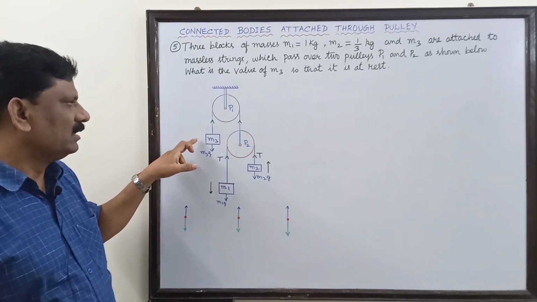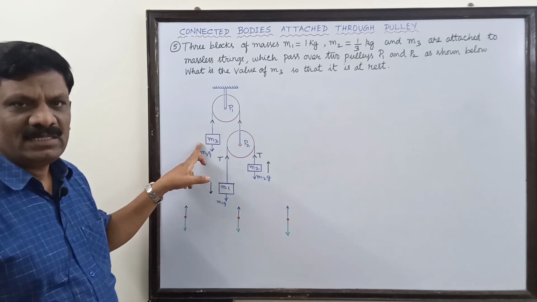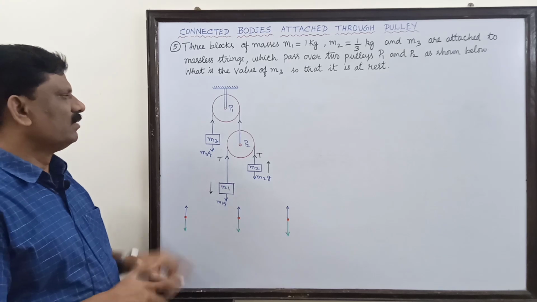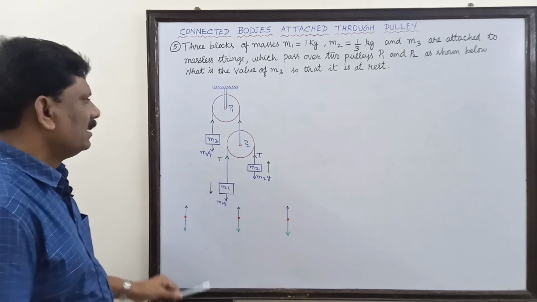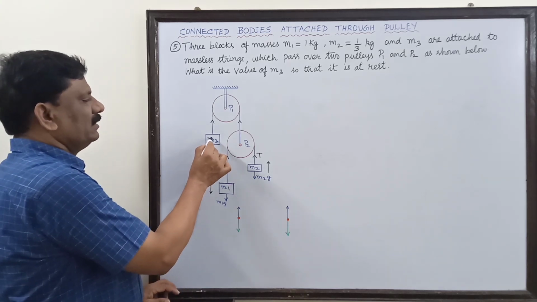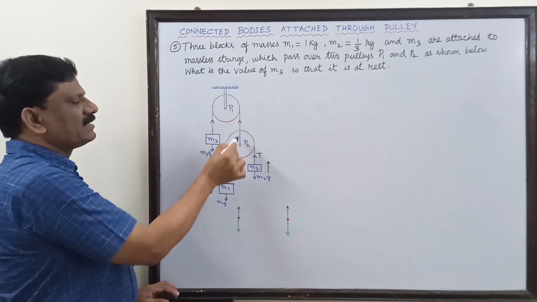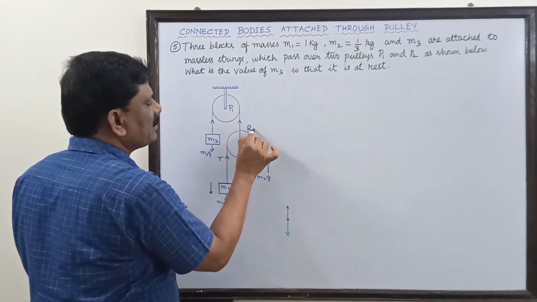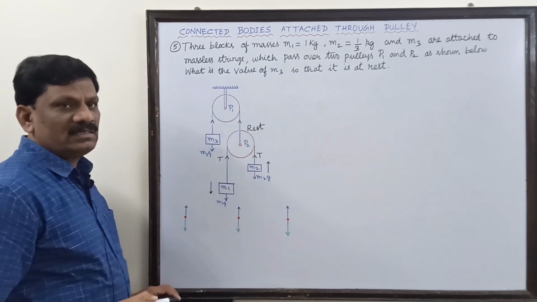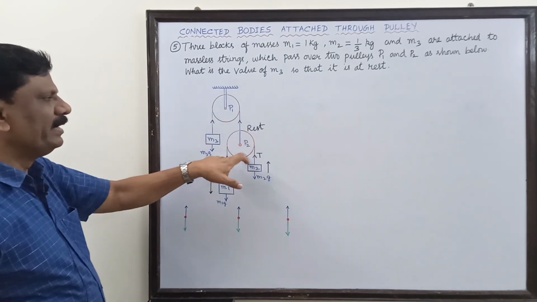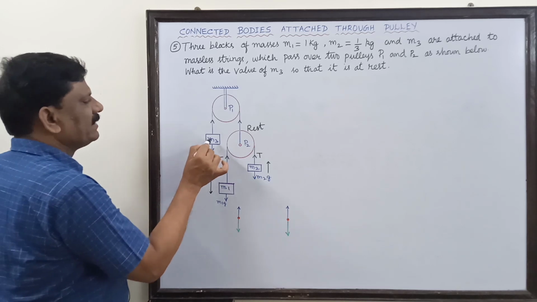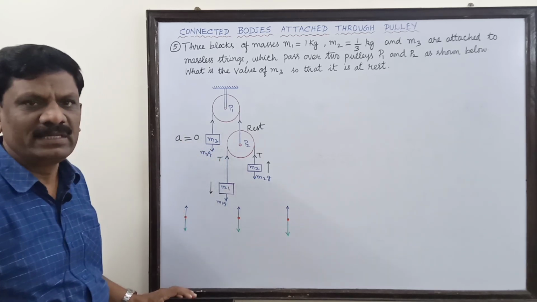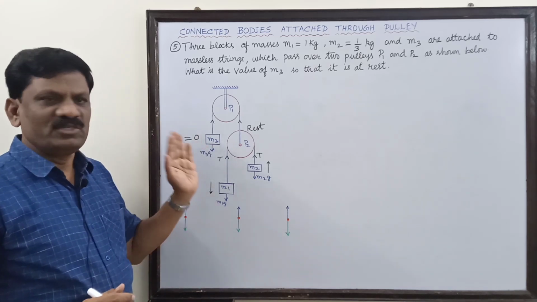So the third mass m3 is at rest. For that, what should be the value of m3 is the question. When m3 is at rest, the other end of the string is carrying the pulley P2. So the pulley P2 should be at rest. Since m3 is at rest, the pulley P2 also must be at rest. Therefore, the acceleration of m3 must be equal to 0.